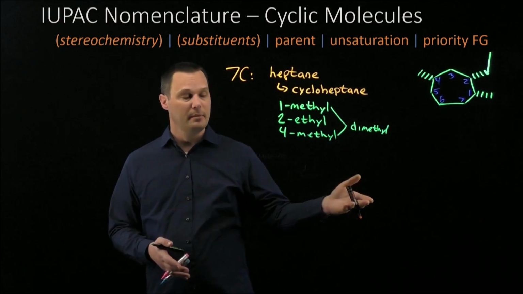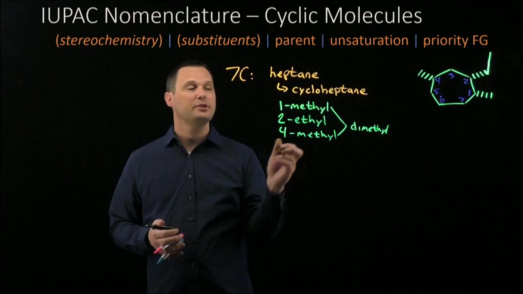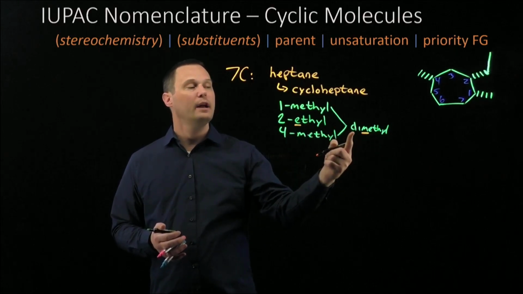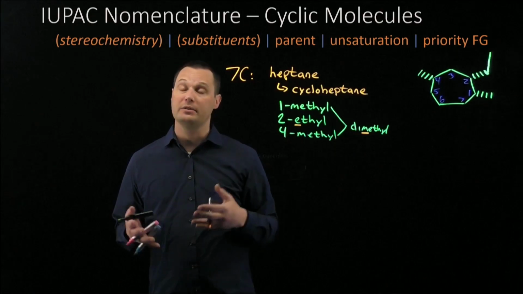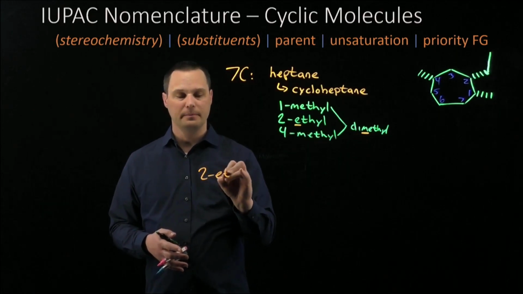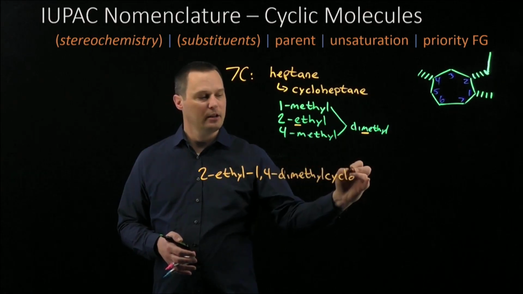Now we're ready to name the molecule. We need to be careful when we alphabetize here. We'll alphabetize by the E in ethyl and the M in dimethyl. We do not alphabetize by the numeric modifier that tells us how many of the group there is. E comes before M, so we start with 2-ethyl-1,4-dimethylcycloheptane.